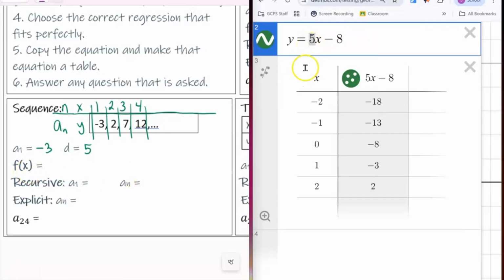All right, now write my function. So here's my function. The only difference in 8th grade is you have y equals. In 9th grade, the function has 2 variables. All right, so it says 5x minus 8.